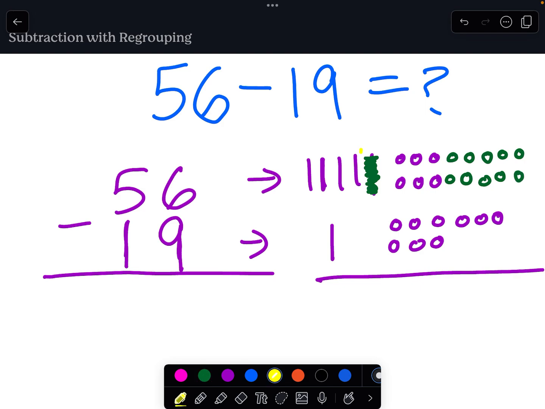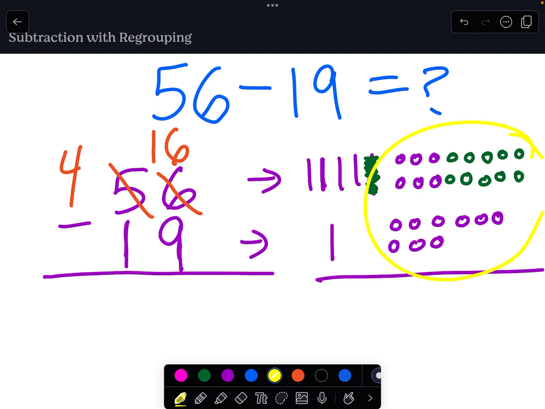And now what are we left with? Well, we're left with 4 tens here and 16 ones there. And so if I were to look at this in my column with my column subtraction, I changed 5 to 4 and I changed 6 to 16. So now I can subtract 9 from 16. I'm able to do that. How do I do that?